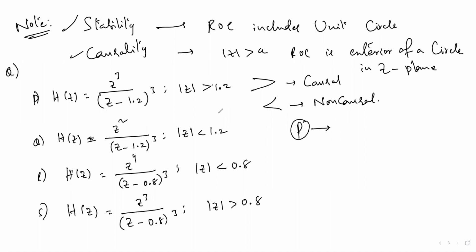So |z| greater than 1.2. If it is the unit circle, the pole is at 1.2. The ROC is greater than the pole, so the unit circle is not included. Means it is unstable. The ROC has a greater than symbol, so we don't need to think about any other parameters. This is a causal system.